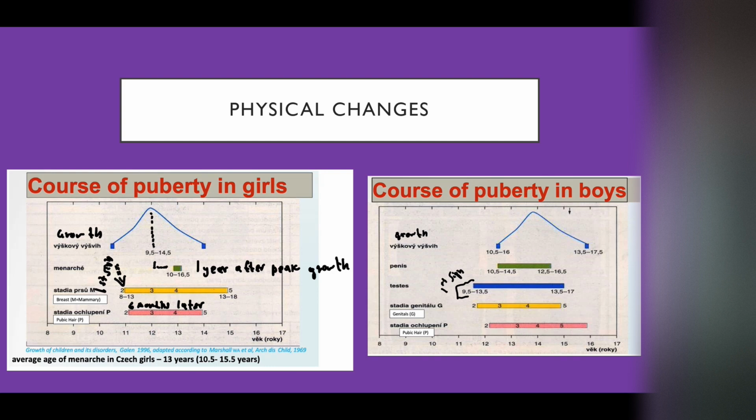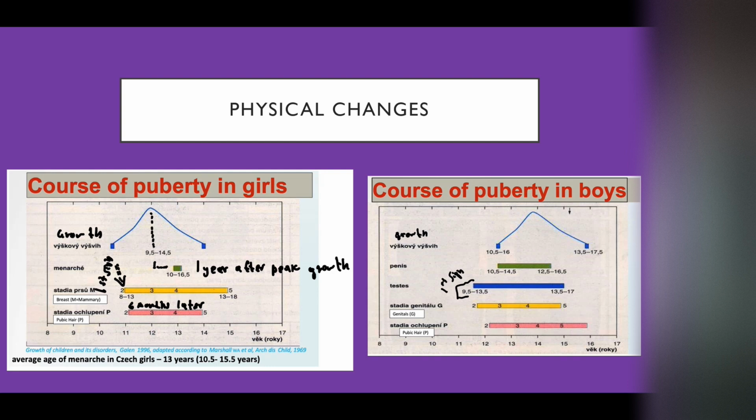Growth happens since the onset of puberty in females. So breast and growth should happen during onset. Yes, first sign of puberty in females: growth rate and breast, okay? Then we have peak onset of growth. And then 1 year later, we have the menarche.